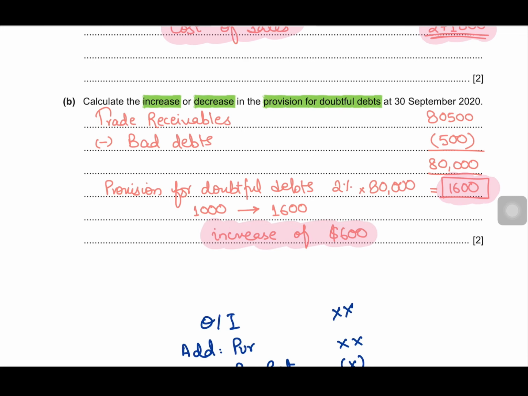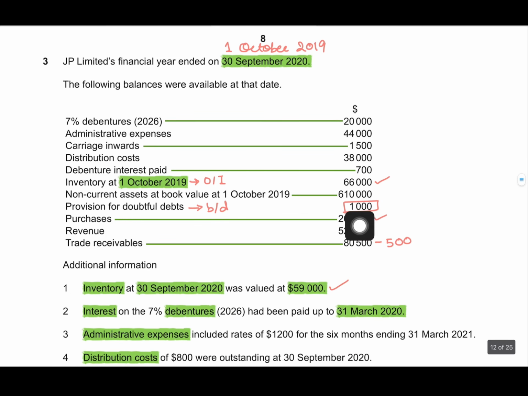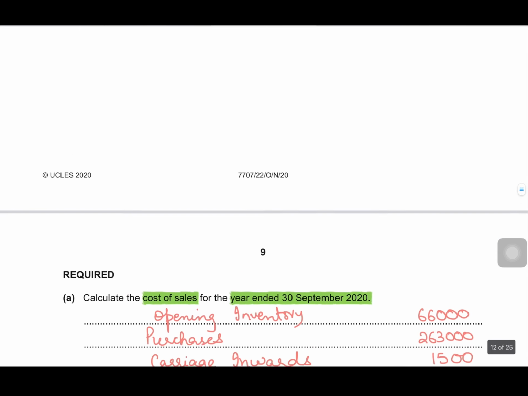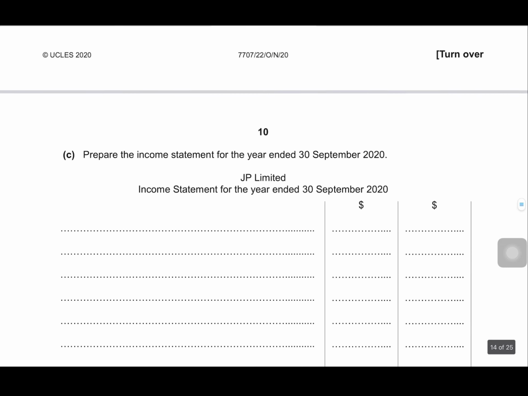If, for instance, the figure given to us in the list of balances for provision for doubtful debts balance brought down was $2,000, and now I am estimating that I might not receive $1,600, in this case there would have been a decrease of $400. That last year I estimated more, and now I am estimating less, right? But in this case, there is an increase of $600. Okay. Now let's move to part C.